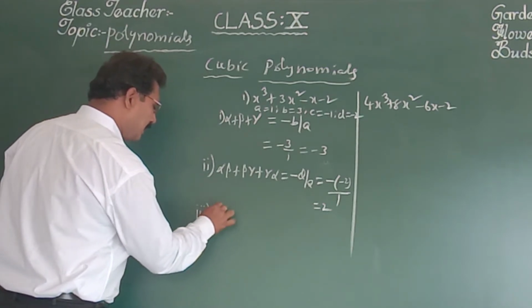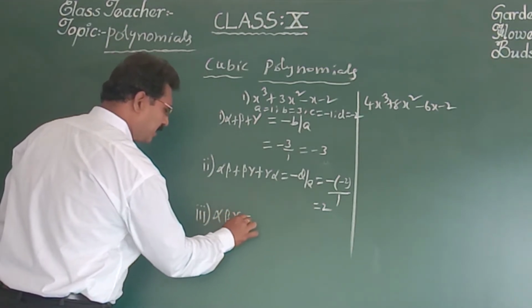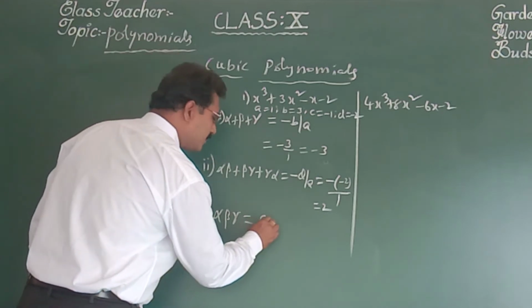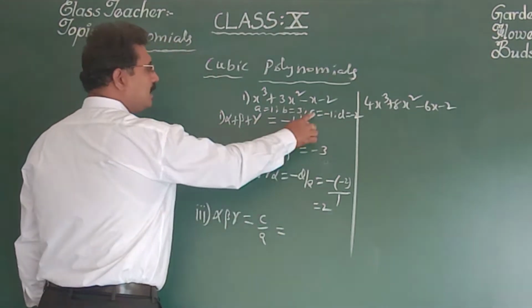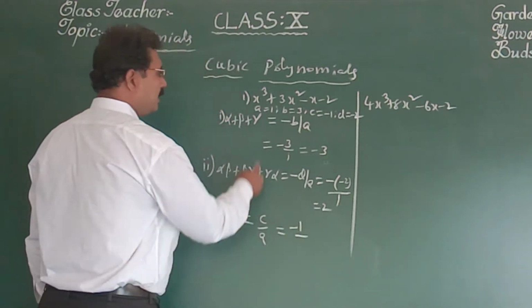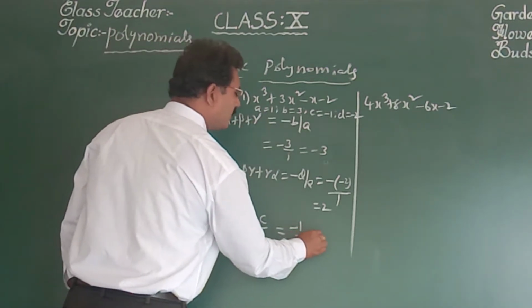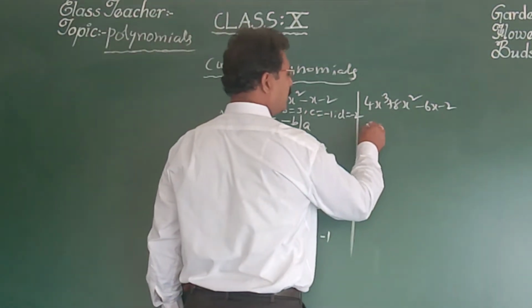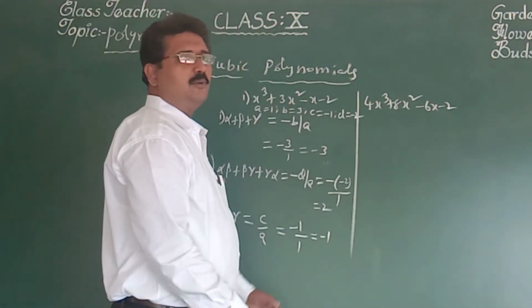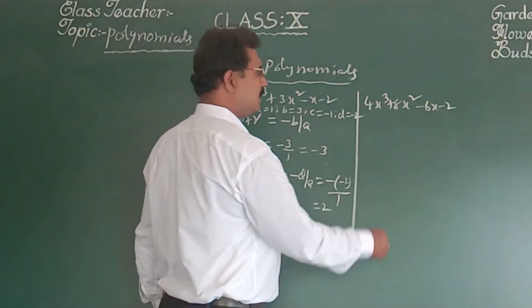Now third one, alpha beta gamma. The alpha beta gamma formula is what? Product of the roots is minus d by a. What is d? Minus 2, and a is 1. Minus of minus 2 is plus 2.